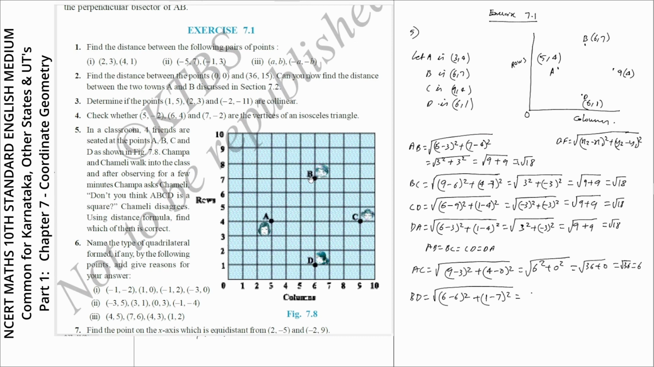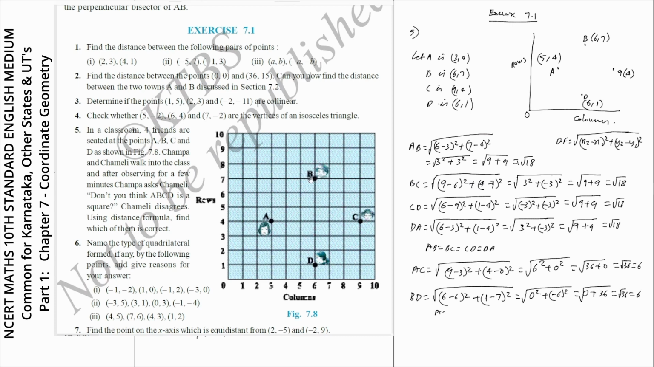6 minus 6 is 0. 0 square plus 1 minus 7 is minus 6 the whole square. So 0 plus (minus 6) the whole square is plus 36. So 6 sixes are 36, minus into minus is plus. So this is equal to square root of 36, which is 6.